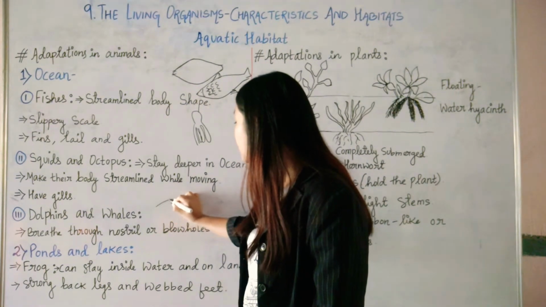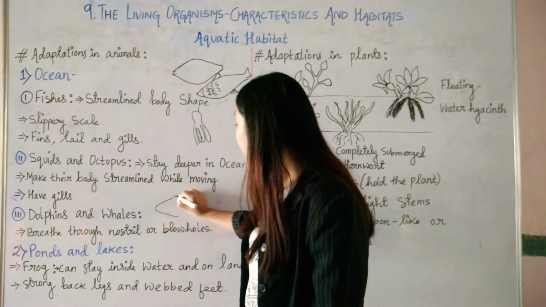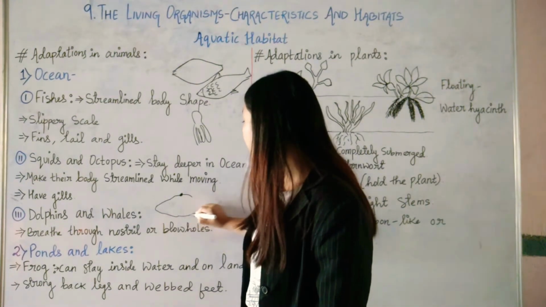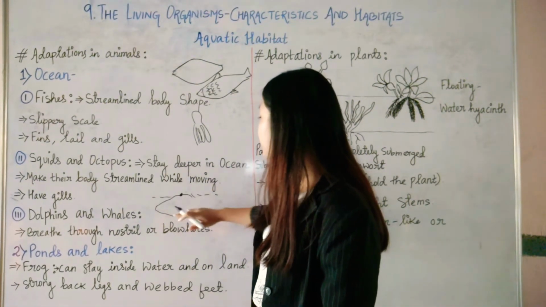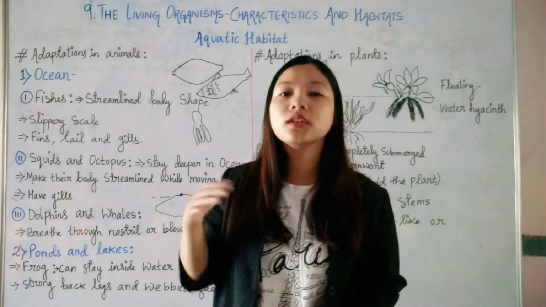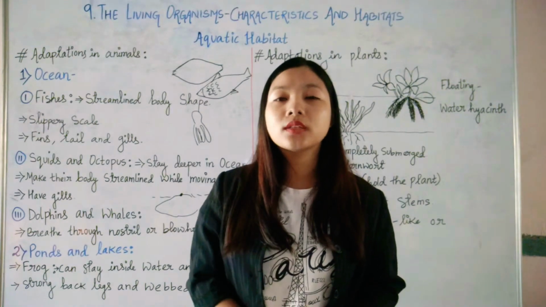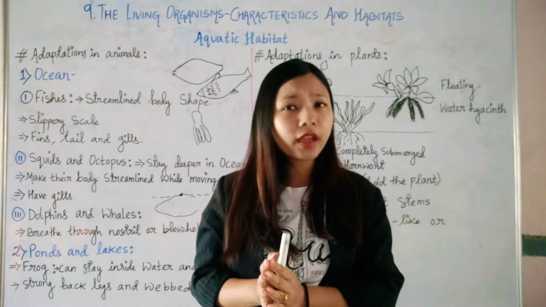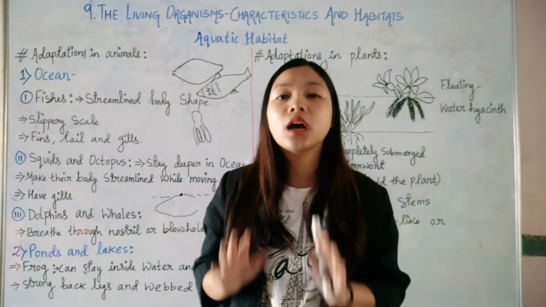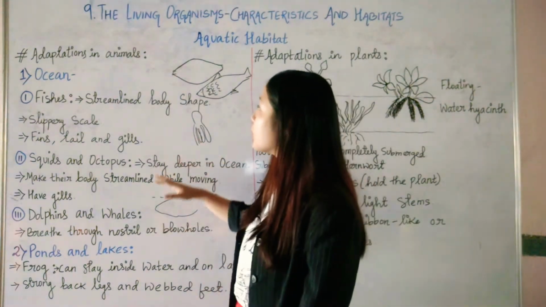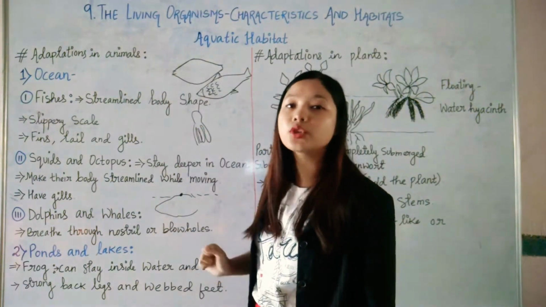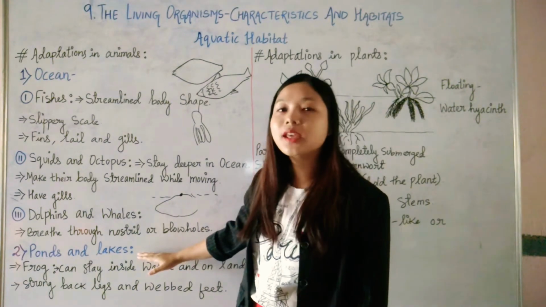So if this is the head of the whale, on their back they have nostrils, they have holes. So they will come to the surface of the water, inhale, then again they will dive under the water, and they are adapted in such a way that they can stay for a long time under the water without breathing. So these are some of the adaptations in the animals, especially found in the ocean. Next is ponds and lakes.